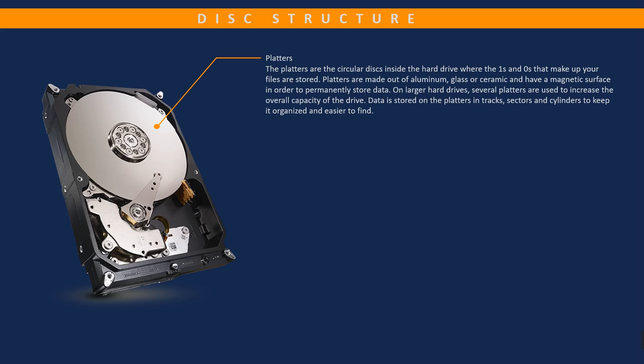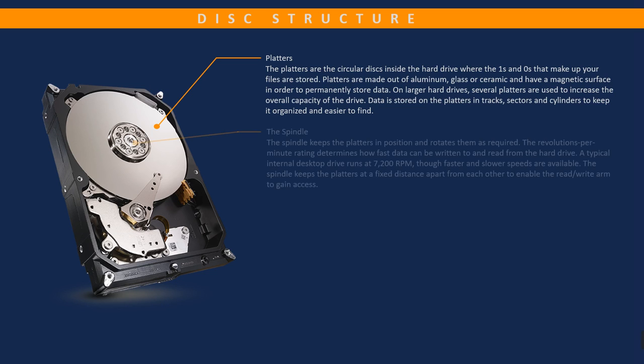On large hard drives, several platters are used to increase the overall capacity of the drive. Data is stored on the platters in tracks, sectors, and cylinders to keep it organized and easier to find.